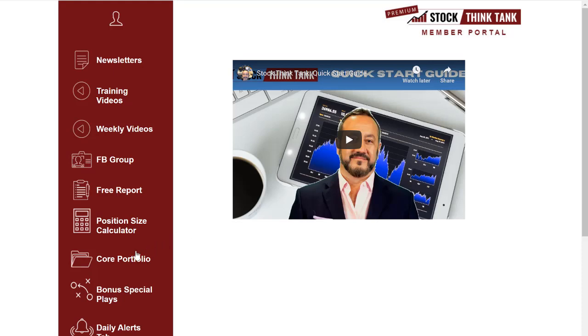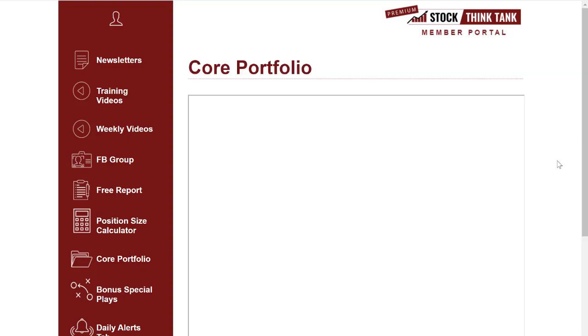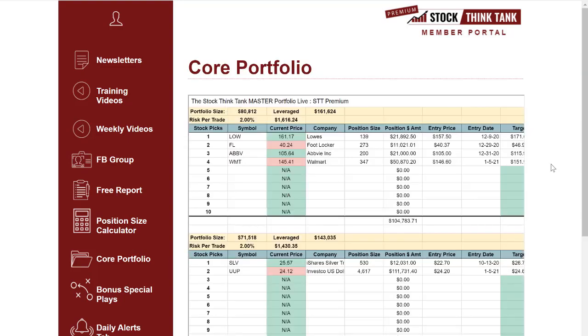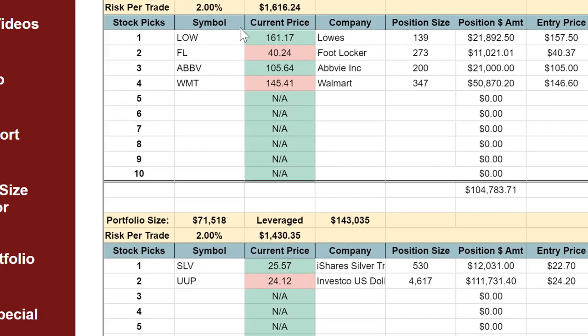I'm going to take a look at the core portfolio where it sits at this particular snapshot in time. And here you can see that in the core portfolio, we have 4 stocks, and in the special plays portfolio, we have 2. Both of these happen to be ETFs that don't qualify for the core portfolio. So it's a good mix right now.